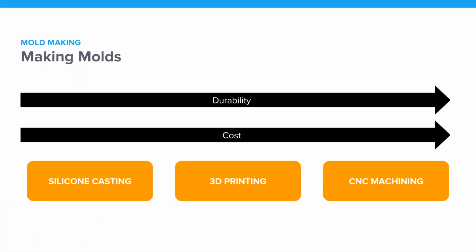When you're thinking of which process you should choose, this is how it breaks down, with silicone casting on the far left in terms of durability and cost, and then it ties into CNC machining, and 3D printing is right there in the middle. With silicone casting, you're looking at maybe getting 50 parts or less. With 3D printing, you're looking at 150 to 600, and then of course with CNC machining, you're looking at several thousand parts. That's a good breakdown for why you'd use this.